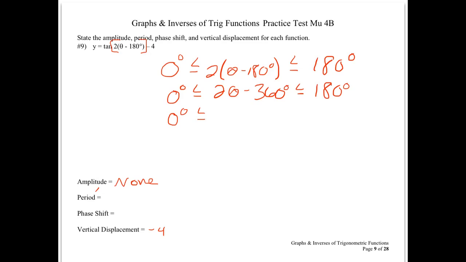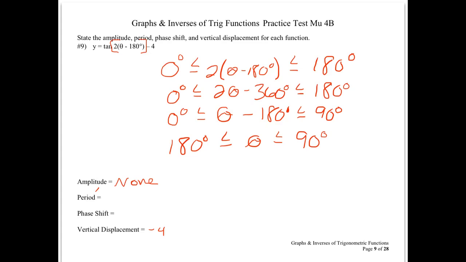0 divided by 2 is 0. 2 theta divided by 2 is theta. 360 divided by 2 is 180. 180 divided by 2 is 90. Finally, adding 180 degrees to the left, the middle, and the right, I get the following, which means my phase shift is 180 degrees. I was starting at 0, but now I'm starting at 180.